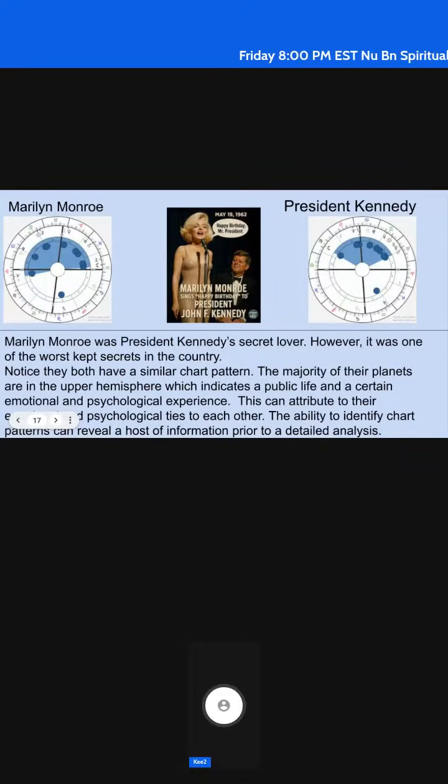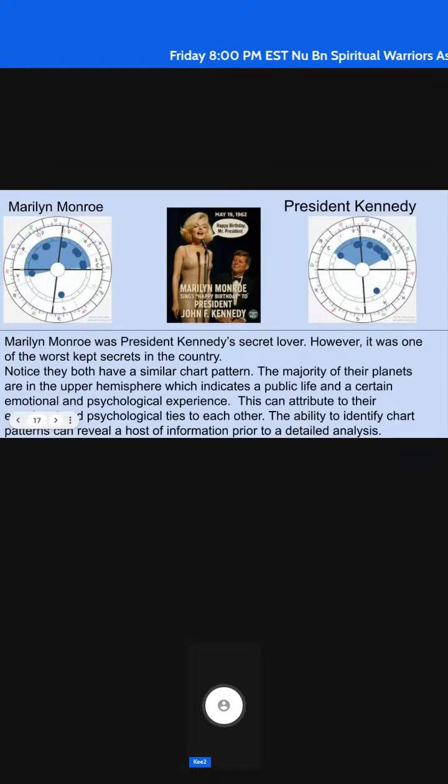The ability to identify chart patterns can reveal a host of information prior to a detailed analysis. Now, later on, we will be doing detailed analysis. But some of this information right here is like scanning when you're reading a book, when you just scan through the book to get a feel of what the book is about.